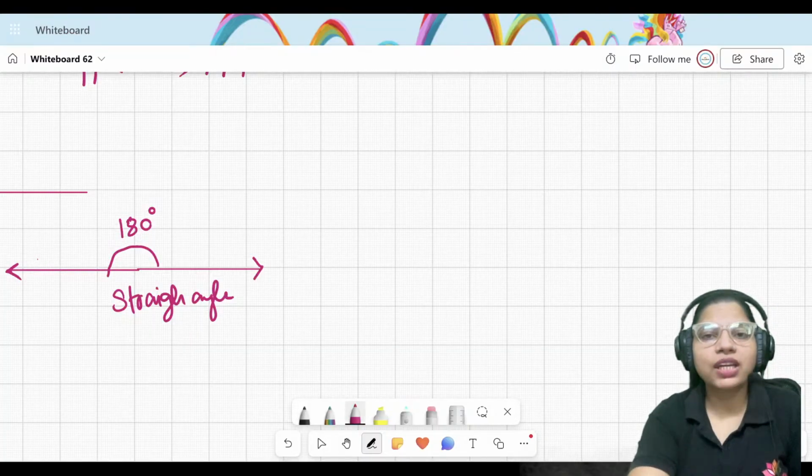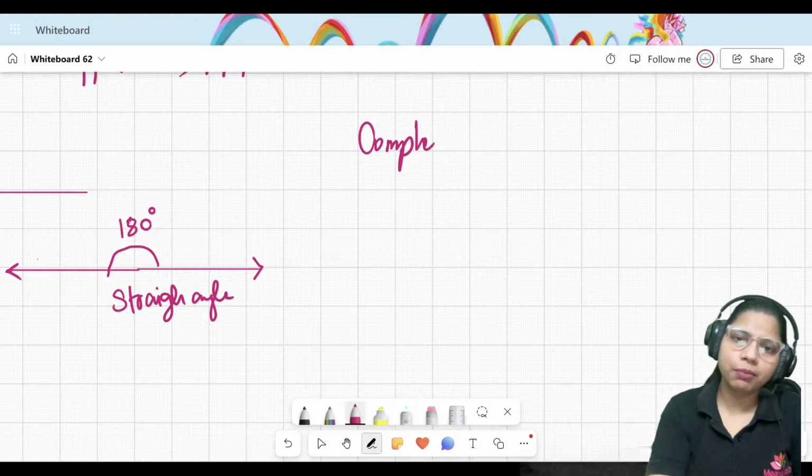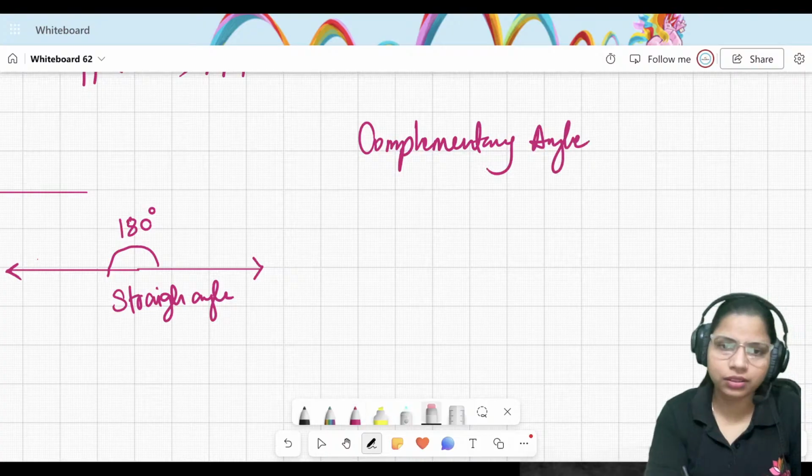Okay, now kids, we are going to talk about complementary angles. Complementary angles. My C looks like O. Let me just correct that. Complementary angles.